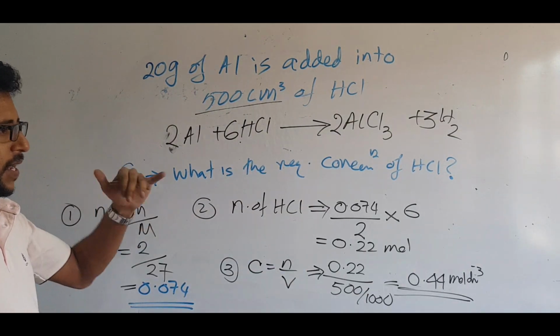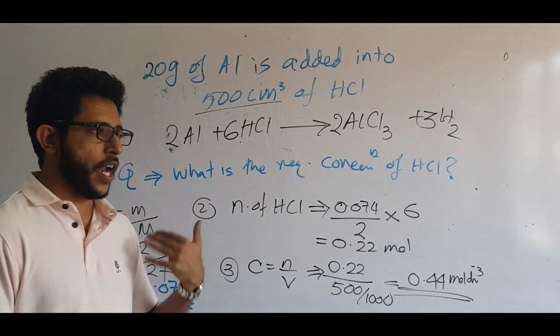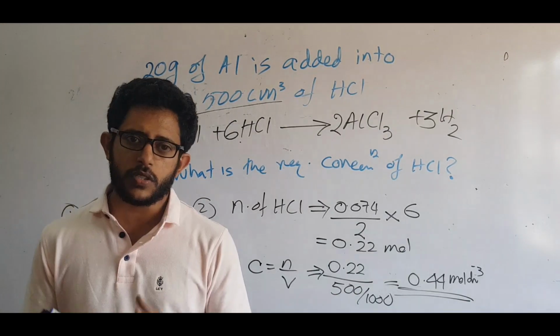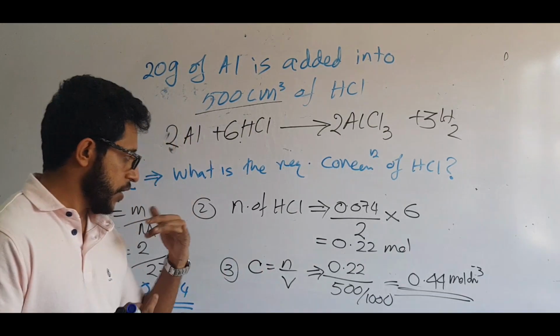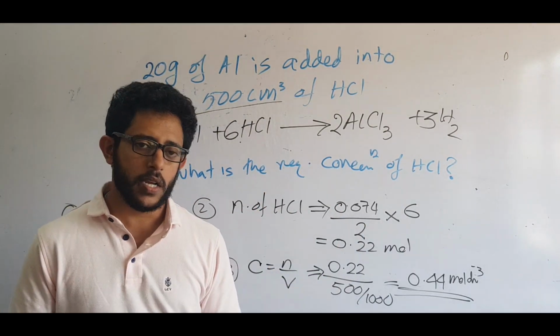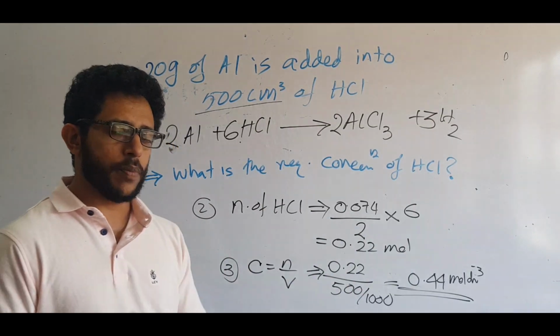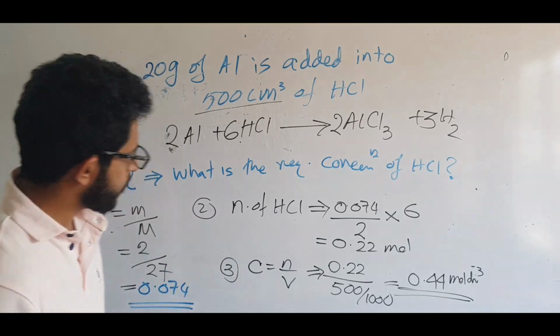So first step, find the amount using the data. Second step, use the molar ratio to find the unknown amount. Third step, use the amount and convert into the required quantity. That's how we do. So we'll see how we can come across past paper questions with this. So okay, I'm going to do two past papers. One is MCQ, another one is essay type question.